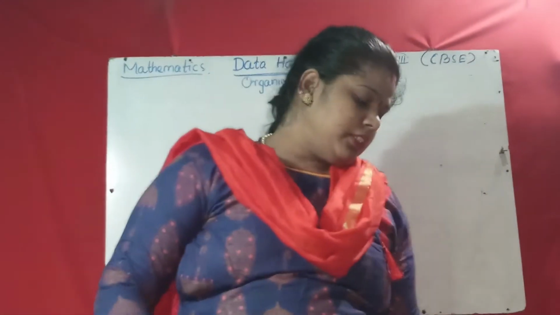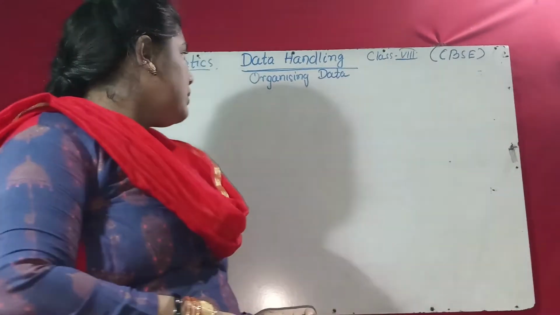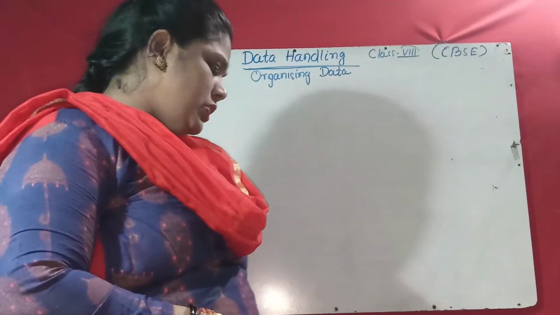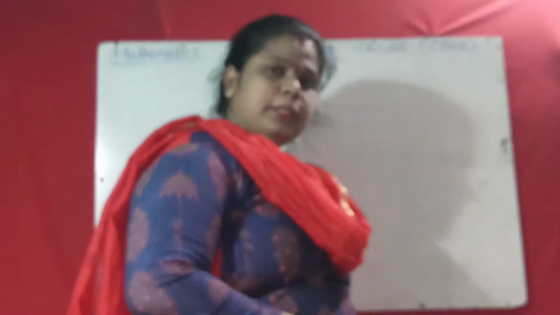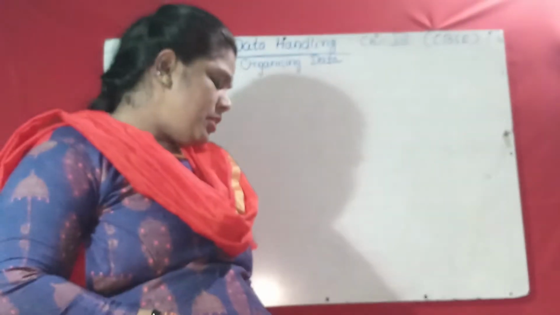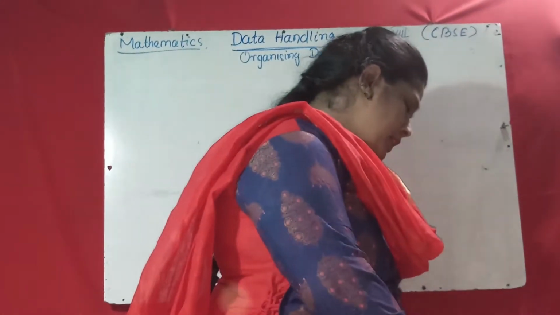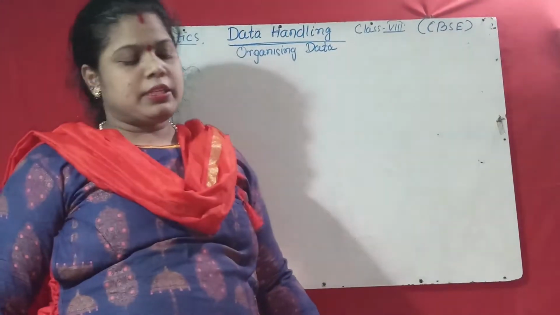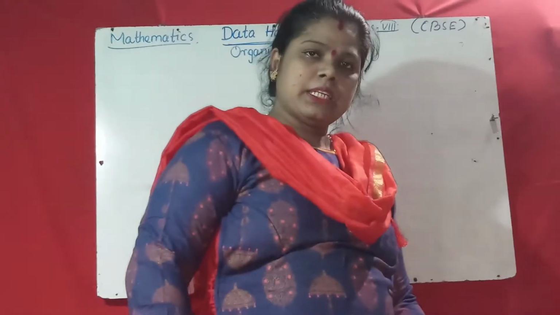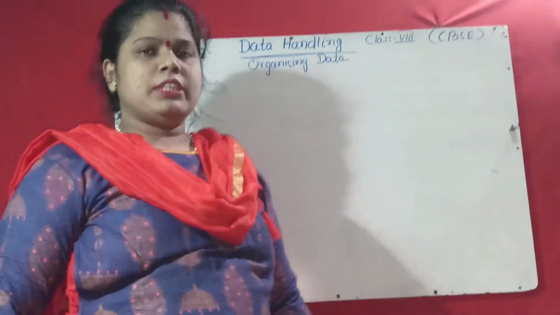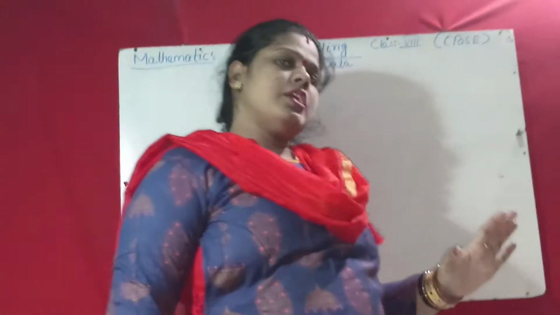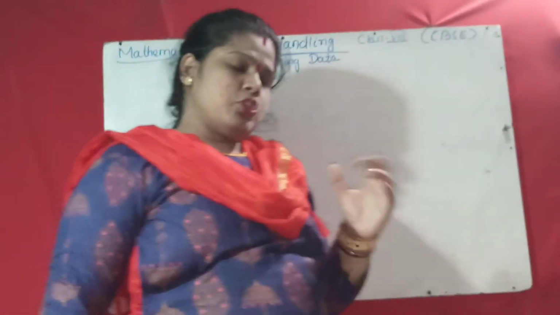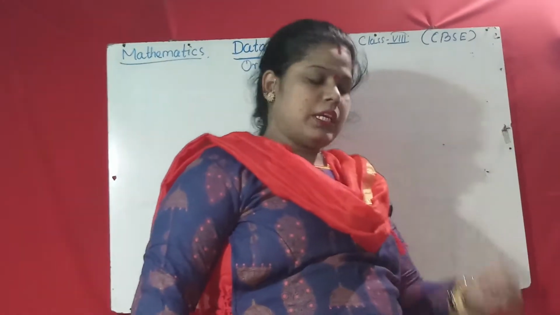Good morning, students. Today we read data handling, second part. In the previous video we saw that data is represented by graphs, that is picture graph, bar graph, double bar graph. These are three types of graphs. We represented the given data with a bar graph. Also, if a bar graph is given, we can answer the questions asked about it.